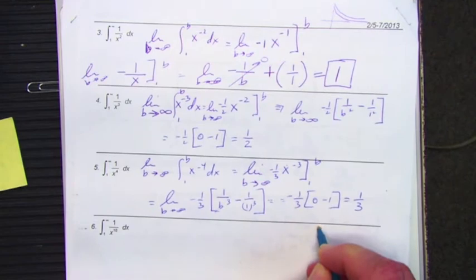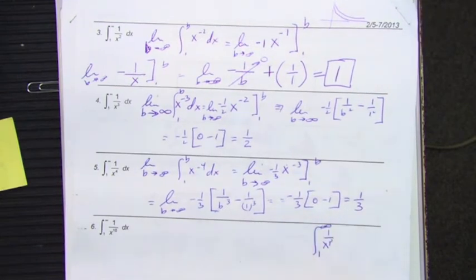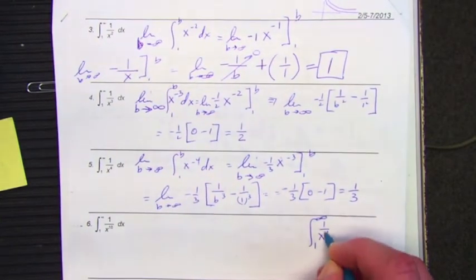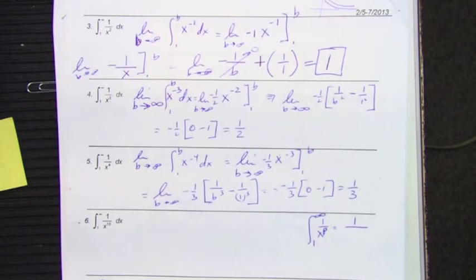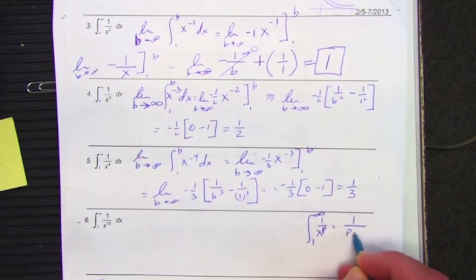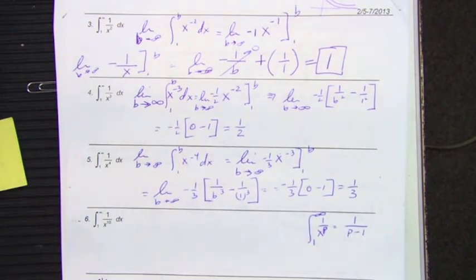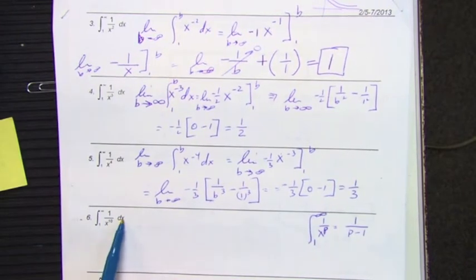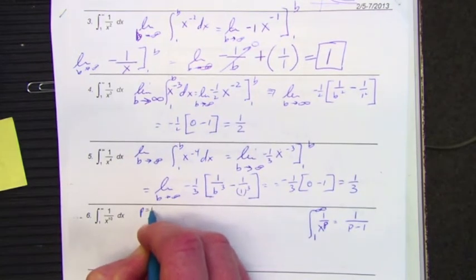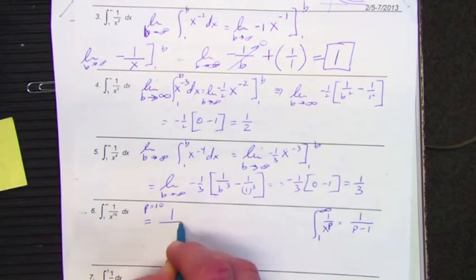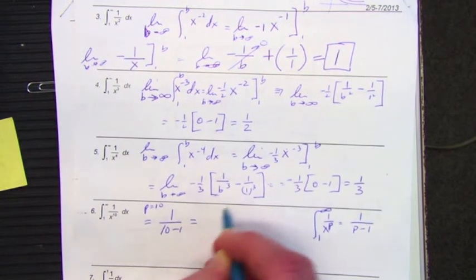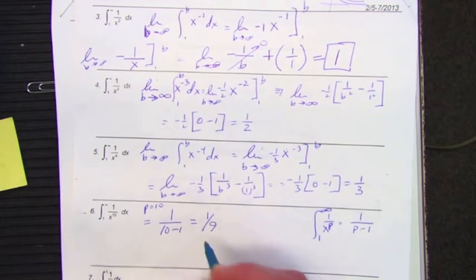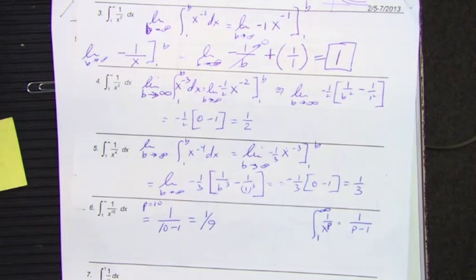Yes. So in general, 1 over x to the p from 1 to infinity equals 1 over p minus 1. But I want to point out that this is only true when the limits are 1 to infinity. If I change this to a 2, you'd still have to do the work. So if p is 10, what's the area going to equal? 1 over 10 minus 1, which is 1/9. Does that make sense? The minute I change that limit, it changes.